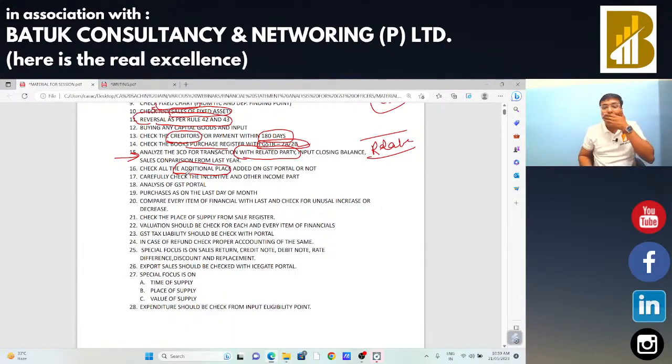Second trick, sir, when you are going for the physical verification of that particular business premises, at that time you get the idea where the goods are stored. If there is any additional place of business, in that case we need to check that the additional place is declared on GSTN records or not, or if there is non-declaration, in that case there is a penal provision on that particular entity. So we need to check the same specifically regarding the additional places of business.